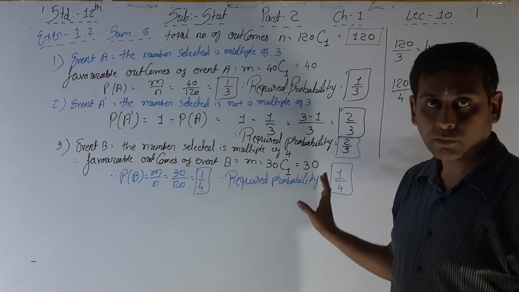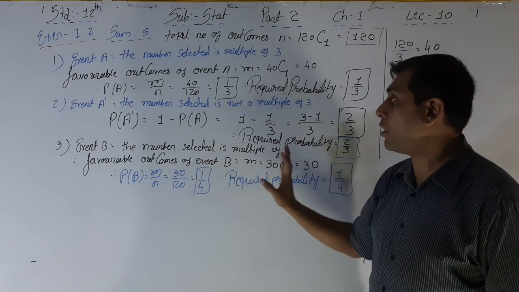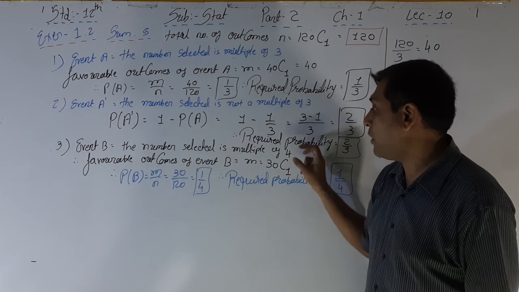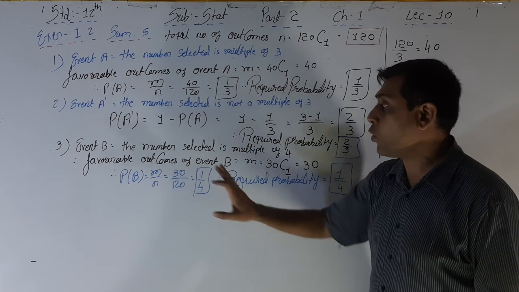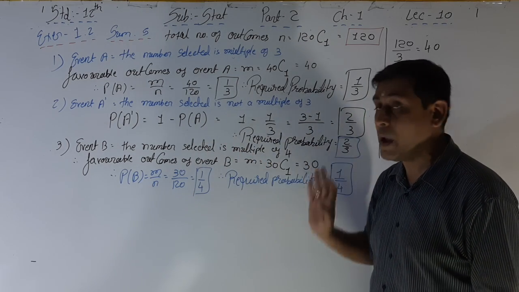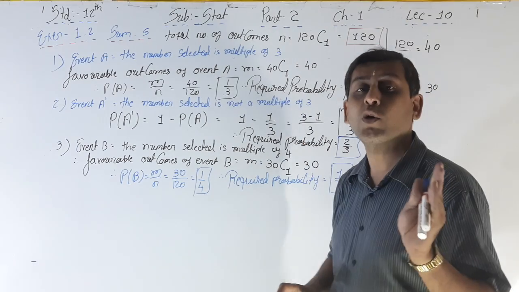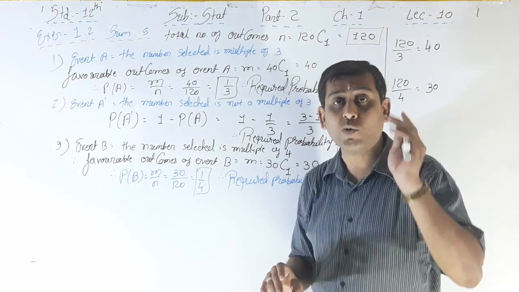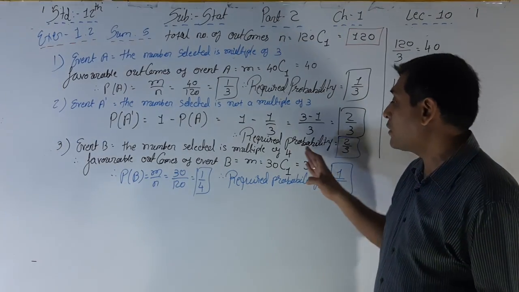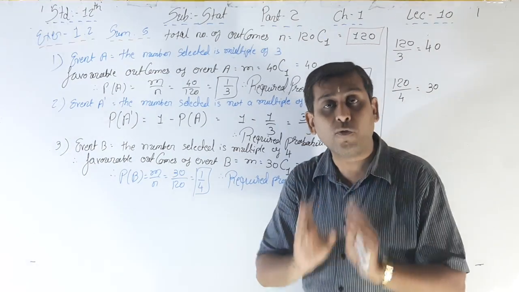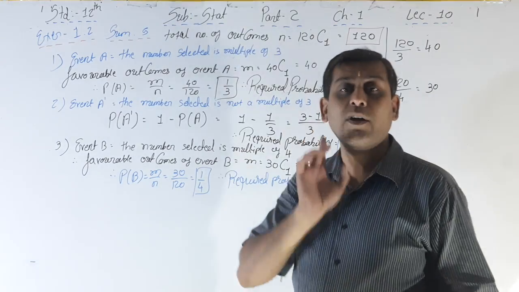Got this? Right. What is your event? The number selected is a multiple of 4. That means what? The favorable outcomes of event B, M, is equal to what? From these 1 to 120, U is equal to 1 to 120 numbers, 30 numbers are multiples of 4, and from that we have to just select only one.